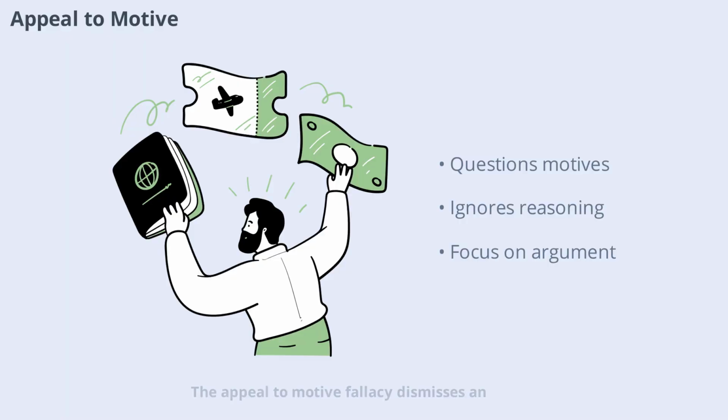The appeal to motive fallacy dismisses an argument by questioning the other person's motives rather than addressing the argument itself. For example, you only support this policy because it benefits you. While motives can be relevant, they don't automatically invalidate the argument. Focus on the reasoning, not just the possible motives.